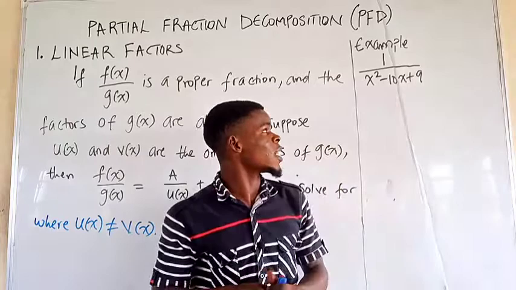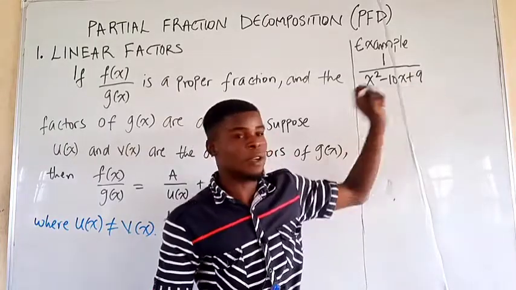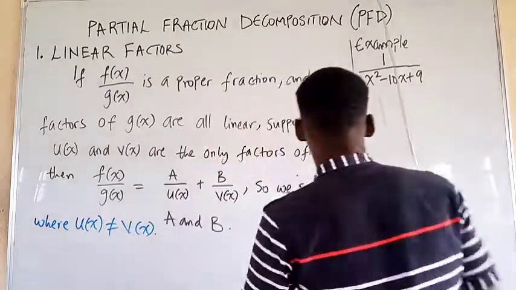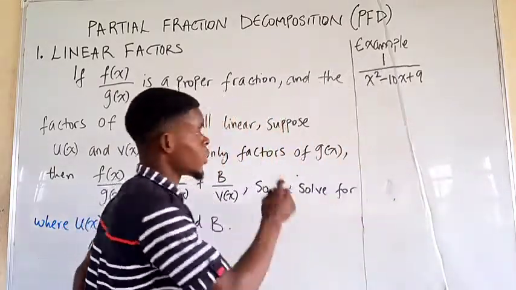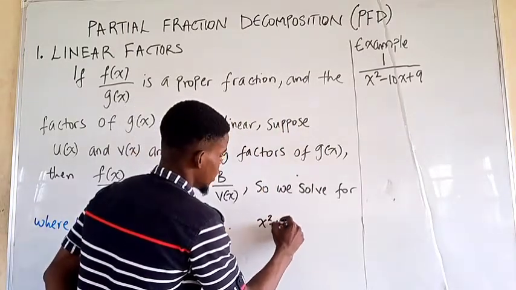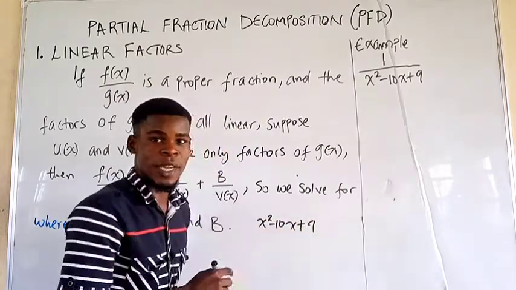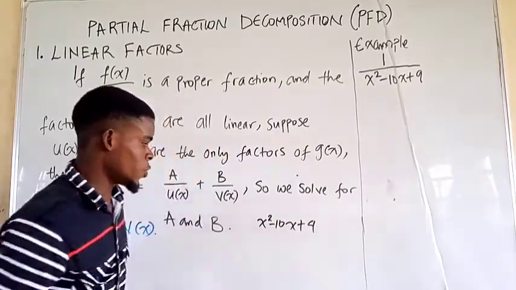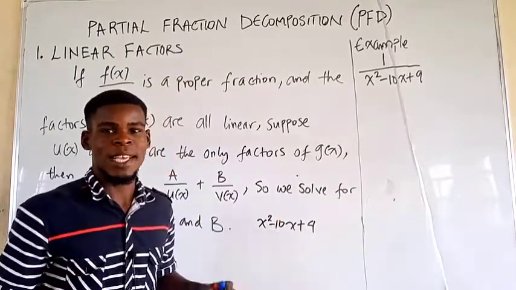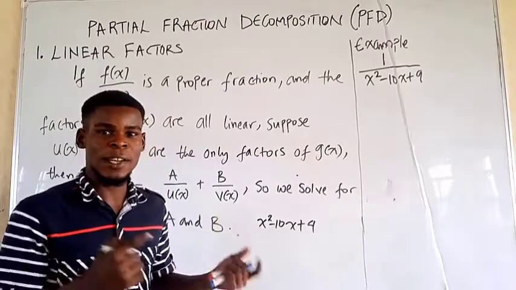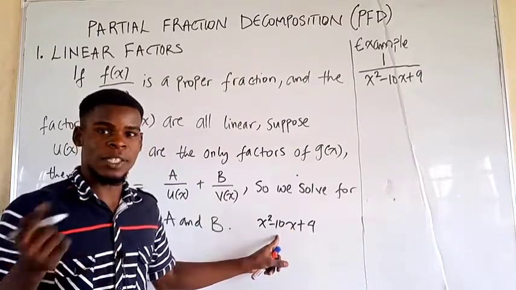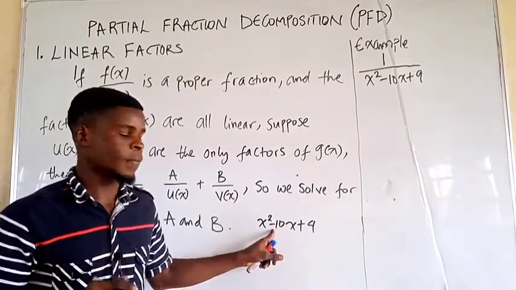So I'm giving us an example here: 1 over x squared minus 10x plus 9. This has linear factors. And the factors of that polynomial in the bottom, x squared minus 10x plus 9, we have to factorize. So we have to look for 2 factors whose product will give us positive 9 and whose sum will give us negative 10. When you talk about negative 9 and negative 1, negative 9 times negative 1 will give us positive 9, and then negative 9 plus negative 1 will give us negative 10.